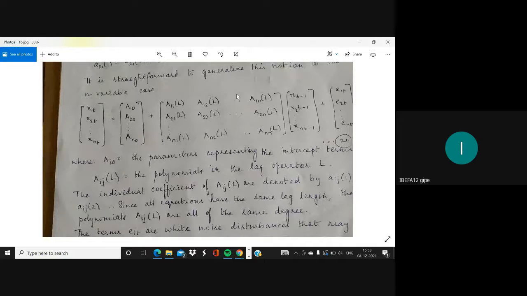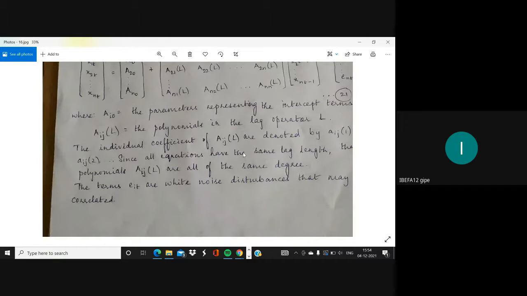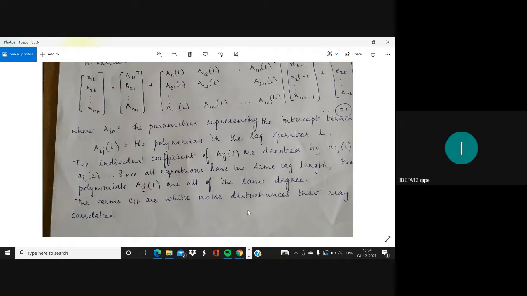Here is the general notation for a VAR model itself. Your VAR model will again have n variables. This is the vector of intercept terms. This will be the coefficients associated with the lagged values. Just think that there could be p lags of each of the variables that are there in your VAR model. Just read this part, I won't read it out. It's basically explaining the notation.